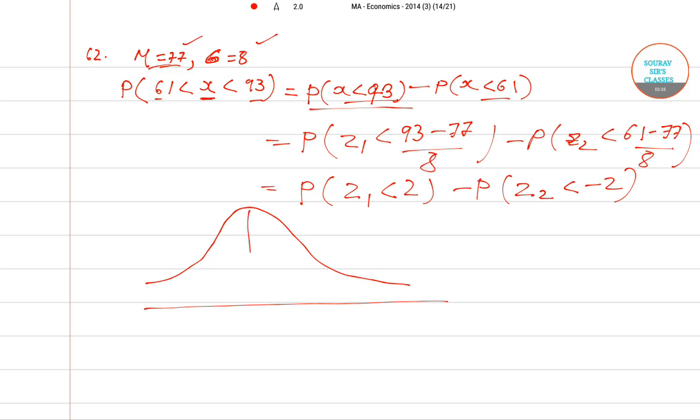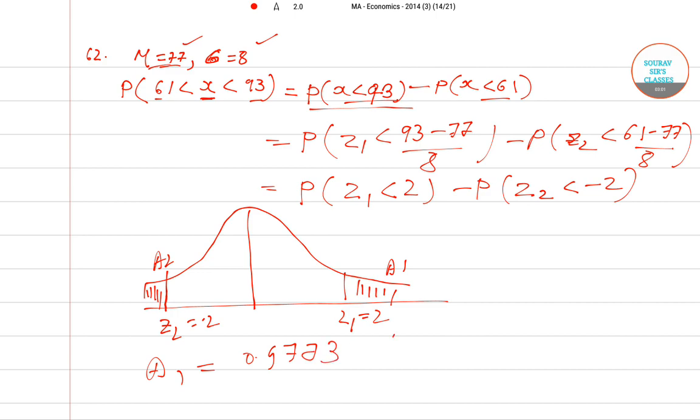So in this diagram here we have z2 equal to minus 2, here we have z1 equal to 2. We'll name it A1 and we'll name it A2. So now A1 is given by 0.9773 and A2 is given by 1 minus 0.9773, which is equal to 0.0227.